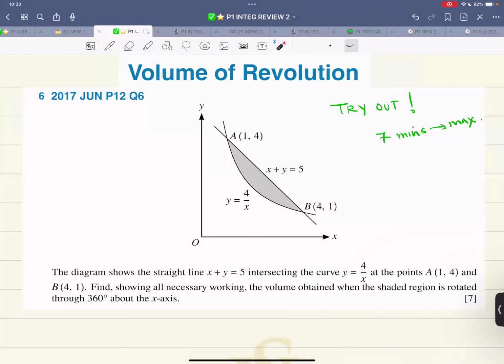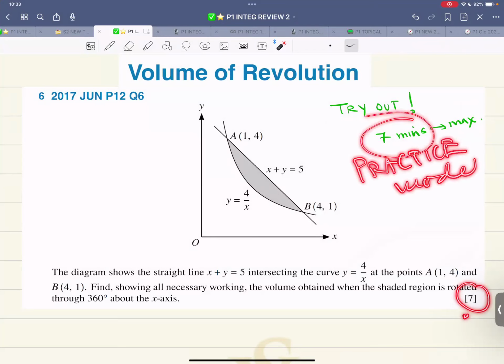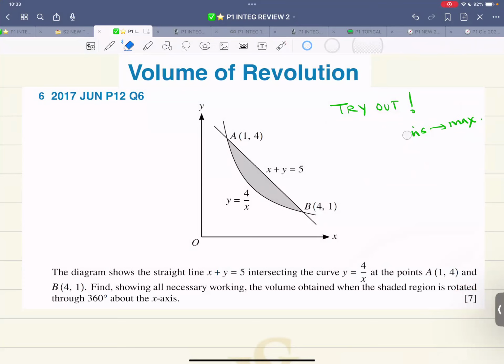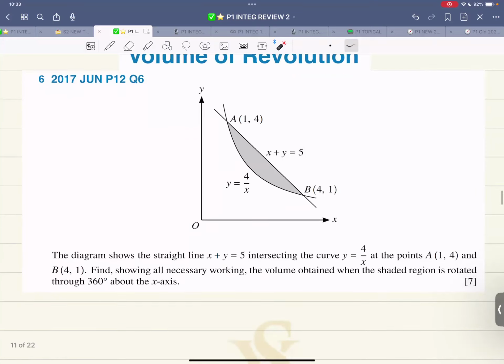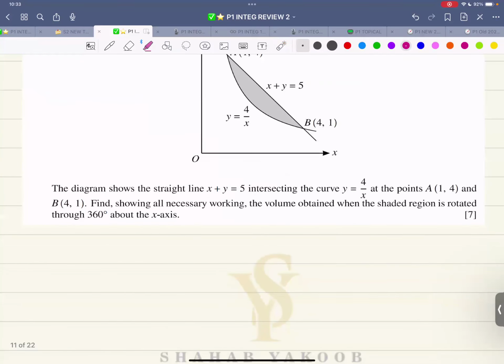Now, the reason why I wrote try out and 7 minutes max is because the rule is, whatever the number of marks, when you are in practice mode, the number of marks should equal the number of minutes. When you target this, things will get easy for you in the exam. In the exam, the ratio is 1.5. That means marks multiplied by 1.5 equals the number of minutes. That's the maximum.